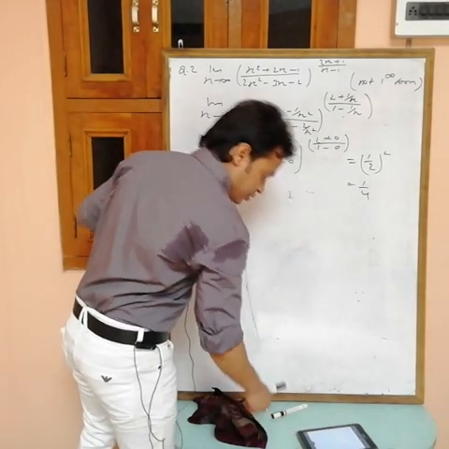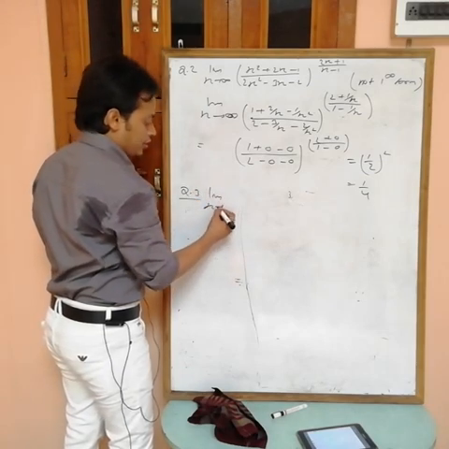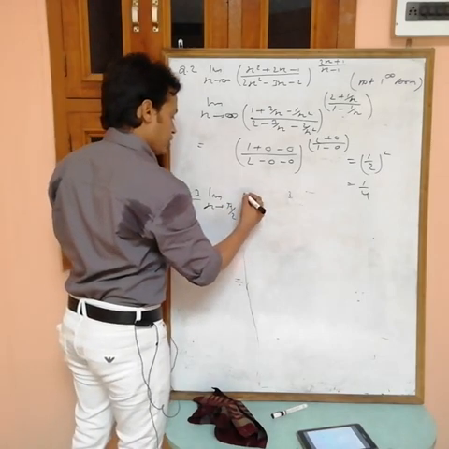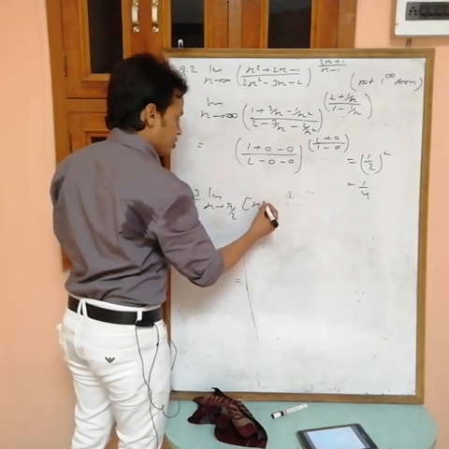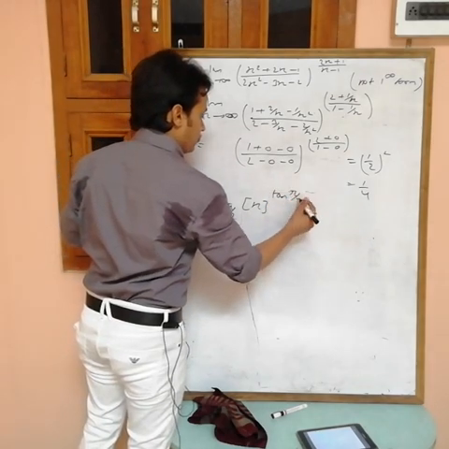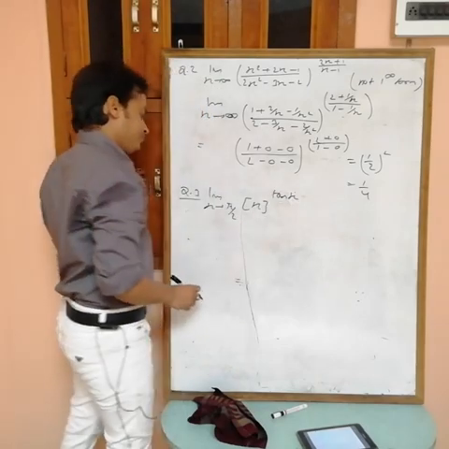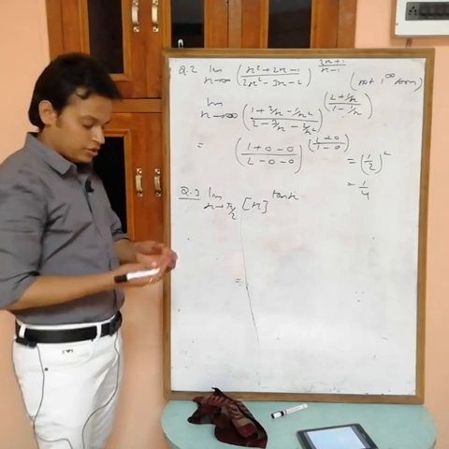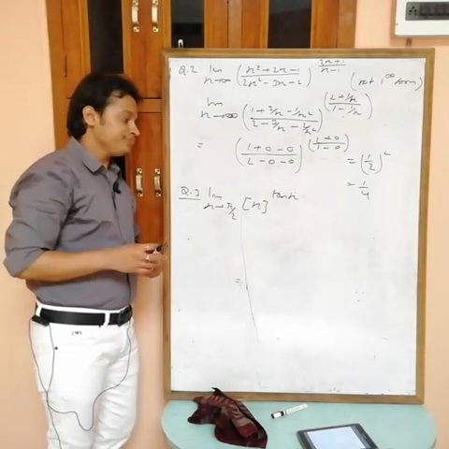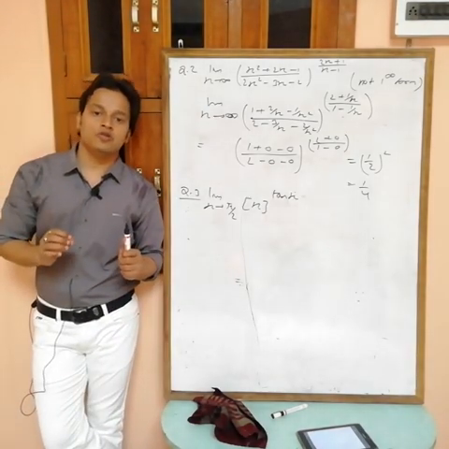Next is limit x tending to pi by 2 and greatest integer of x power 10 x. Okay, now check, this is 1 power infinity form or not. Now actually for this one, x tending to pi by 2.